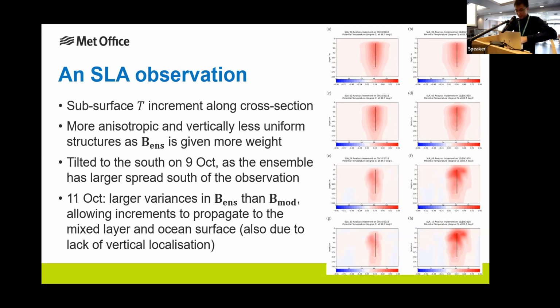So this is, again, because the ensemble has a larger spread. And in the case of the 11th of October, the ensemble spread is actually larger in the ensemble than the modeled value. So you can see larger increments in panel H.